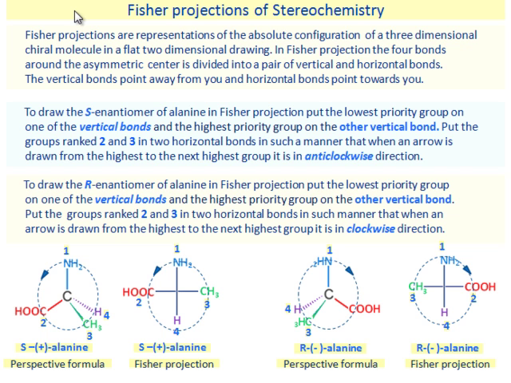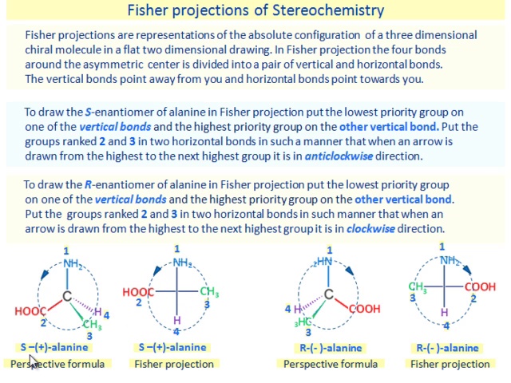Fischer projections of stereochemistry. Fischer projections are representations of the absolute configuration of a three-dimensional chiral molecule in a flat two-dimensional drawing. In Fischer projection, the four bonds around the asymmetric center are divided into a pair of vertical and horizontal bonds. The vertical bonds point away from you and the horizontal bonds point towards you.